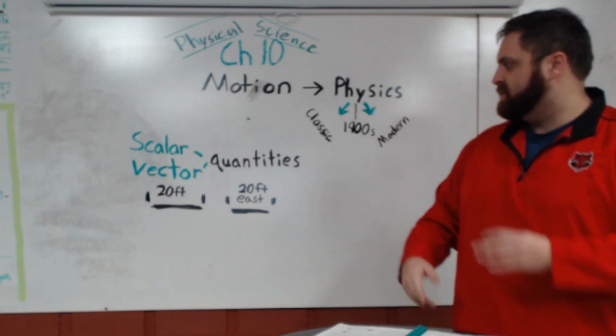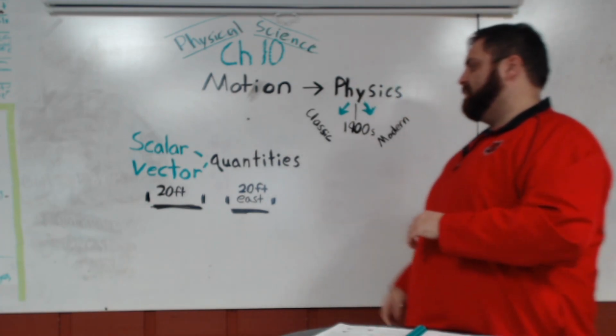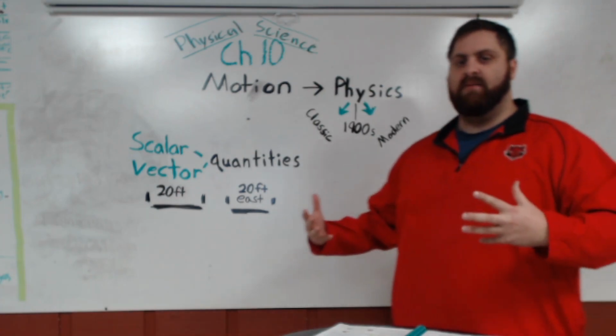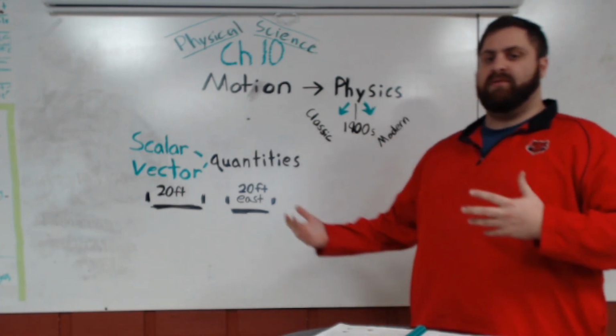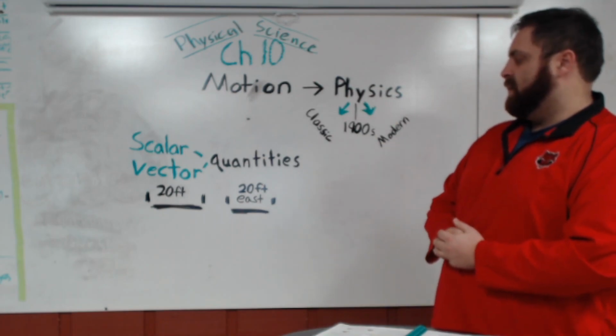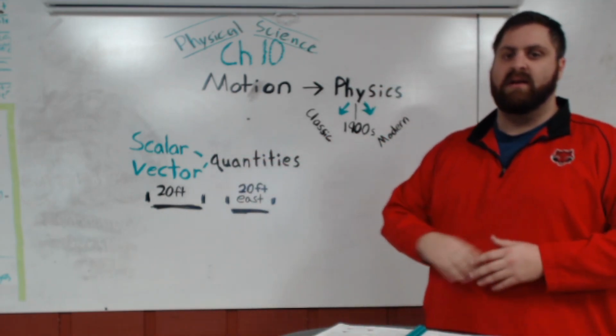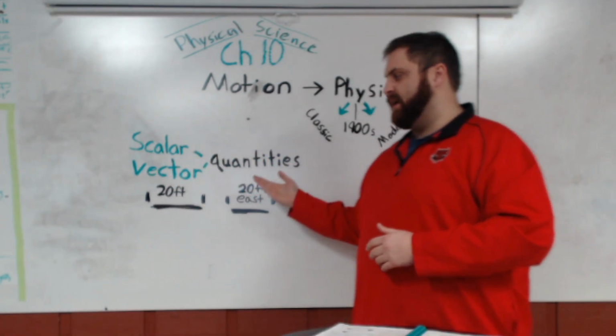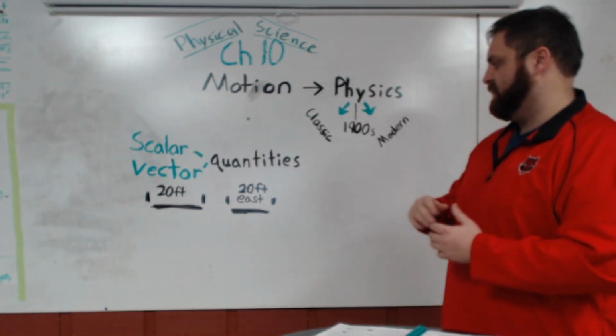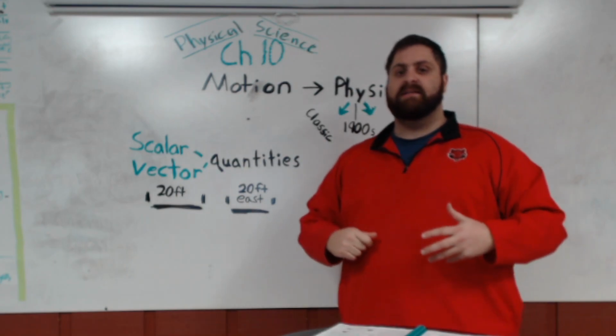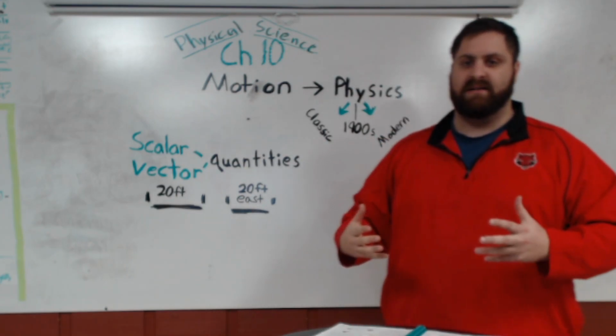Okay, all right. So our first few terms that we're going to look at, just to help us understand what we are talking about as we go through these next couple sections. First term is scalar or vector quantities. So scalar quantities and vector quantities are two different types of quantities. Scalar is based on just a magnitude.